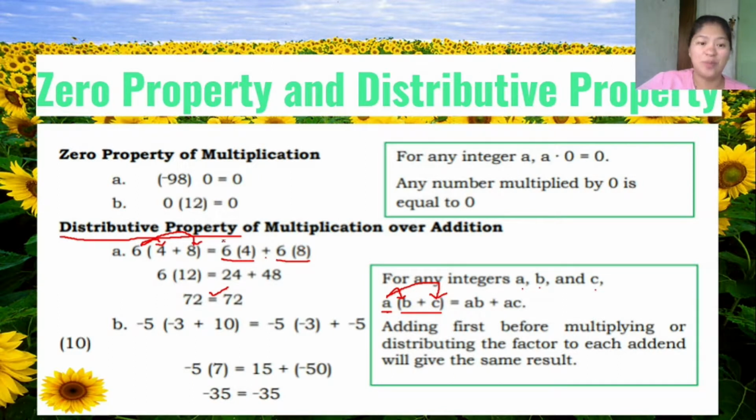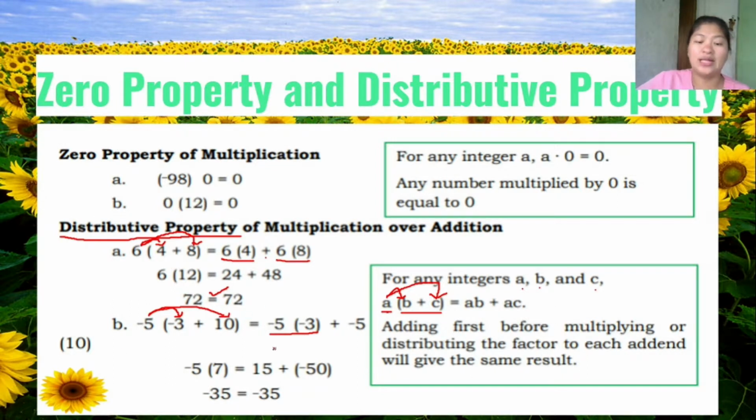So, another example, ito po. Negative 5 po yung ating integer sa labas. And then, you have the quantity of negative 3 plus 10. Kapag i-distribute po natin yan, sa negative 5 po, i-multiply muna natin kay negative 3. So, ito po yon. Negative 5 times negative 3. And then, kinopy lang po natin yung plus. And then, i-multiply din sa negative 5. You have negative 5 times 10. Ito po yung 10, napalayo.